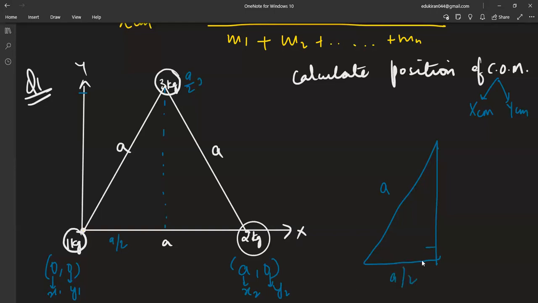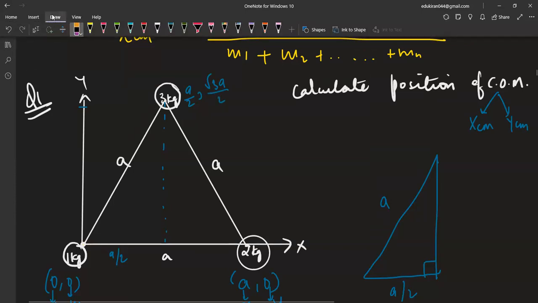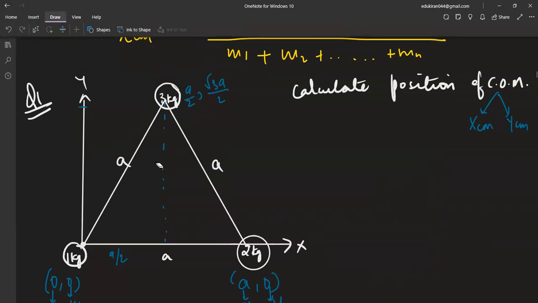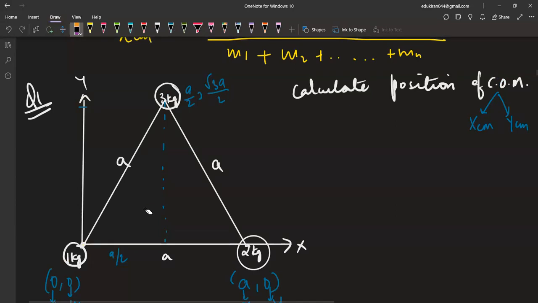So using Pythagoras theorem, will you not be able to calculate this? Under root a square minus a square by 4. So that becomes root 3a by 2, right? This is root 3a by 2. And what is the mass? Mass is 3 kg. How do you find the coordinate of the third point? Hypotenuse was a, base was a by 2. Now we have all the values present.